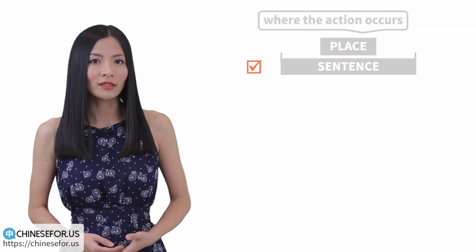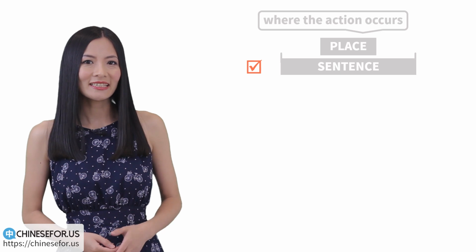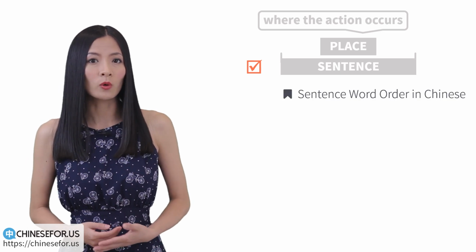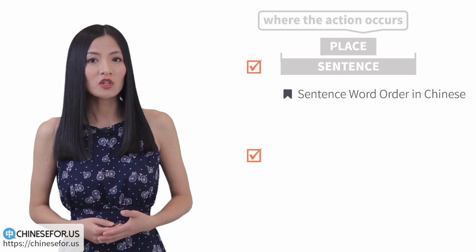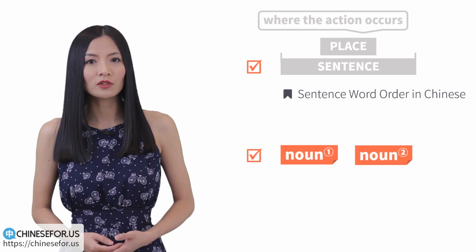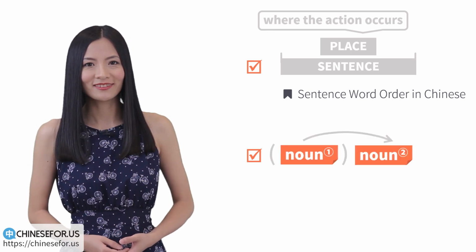Today we'll learn where to put a place in a sentence in Chinese when we want to explain where the verb or the action takes place. This is a very important part of word order in Chinese sentences, and we'll also learn that in Chinese, a noun can be used to modify another noun.